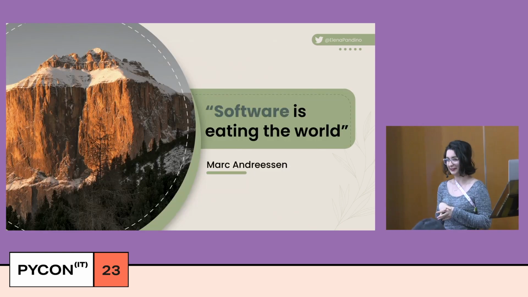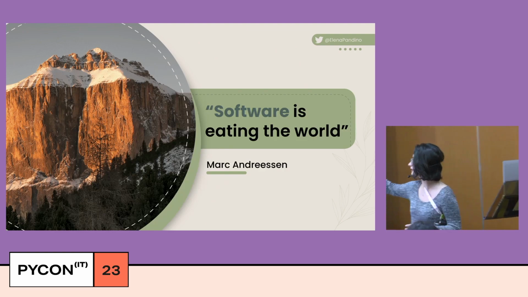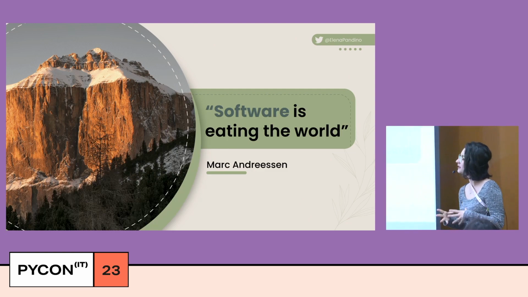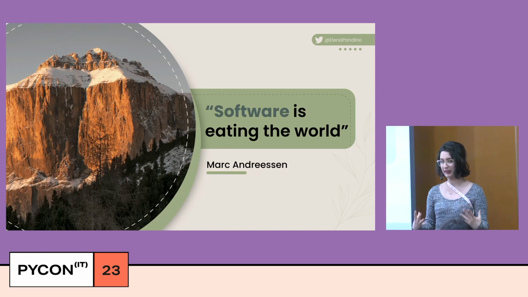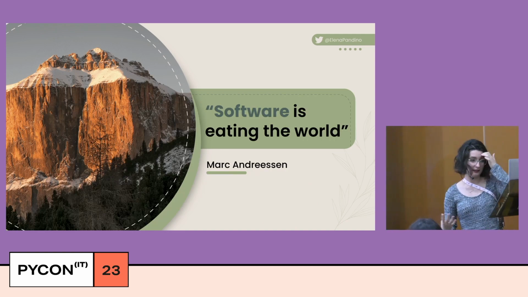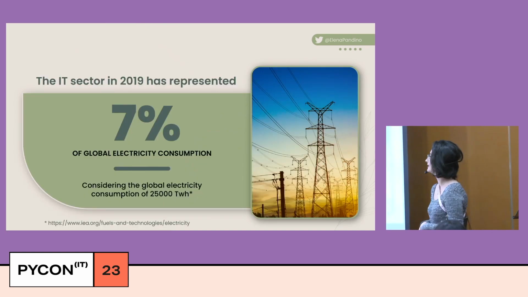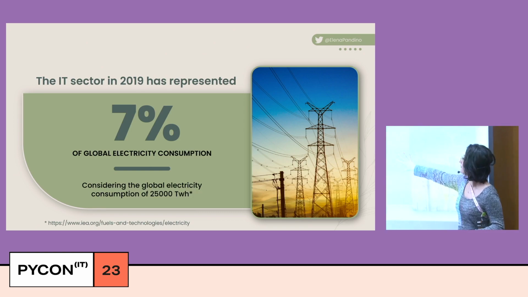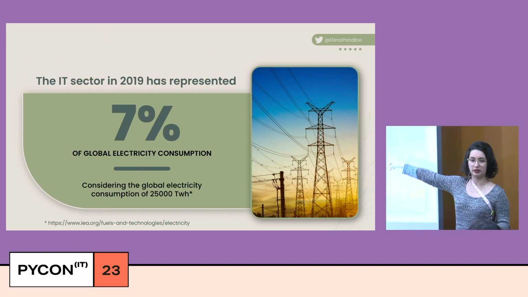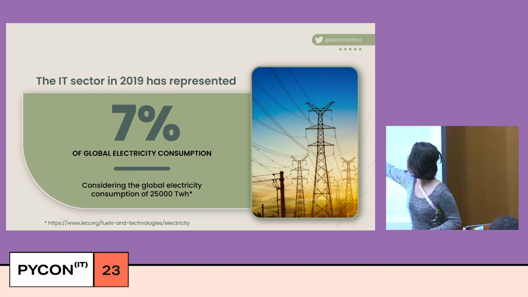And why am I here speaking about that? I like this sentence a lot: software is eating the world. What this means is that software has a big, big impact in general. In particular, doing the math, 7% of the global electricity consumption has been done by the IT sector. This is quite a big, huge number compared with other sectors. This is a number from 3 years ago.